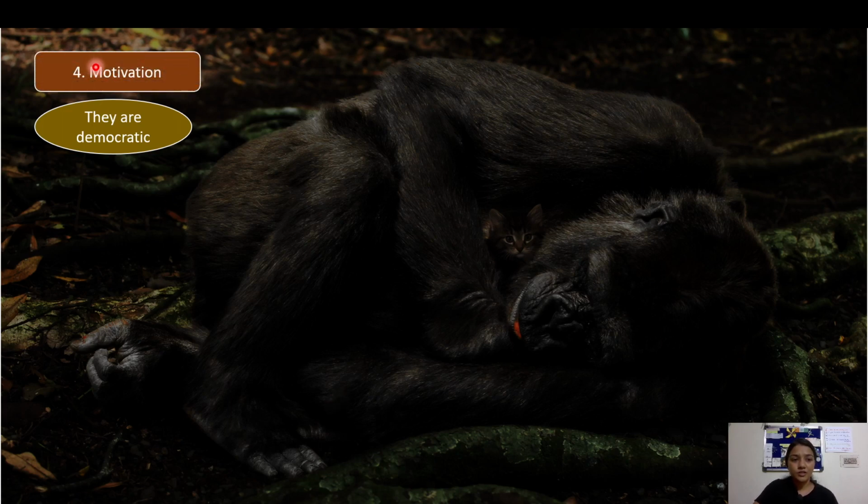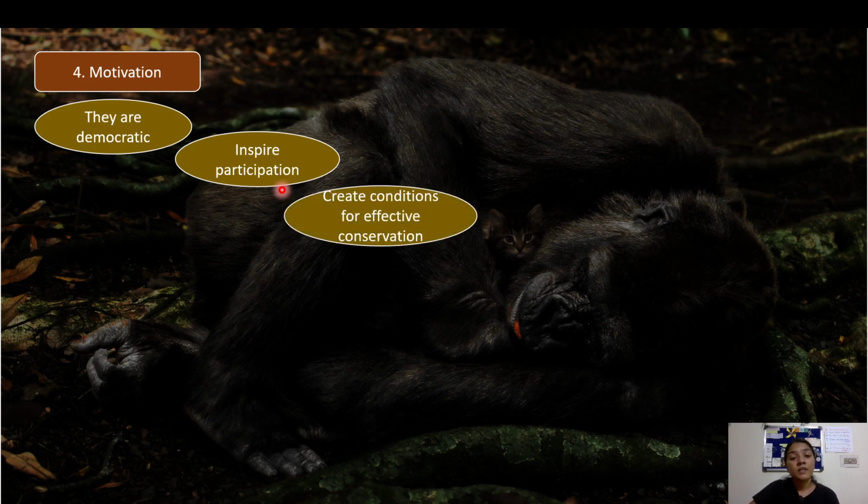Fourth point is motivation. So they are democratic, which means whatever decisions they take, they take evidence from everyone's suggestions, and then they finally put the list. They inspire participation. Red Data Book inspires participation because this is a work which cannot be done alone by 2 or 3 people. So many people have to participate, so many people have to survey at both state level, national level and international level. So as much as participation is inspired, this creates conditions for effective conservation.